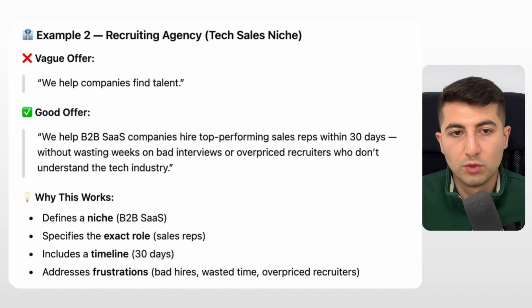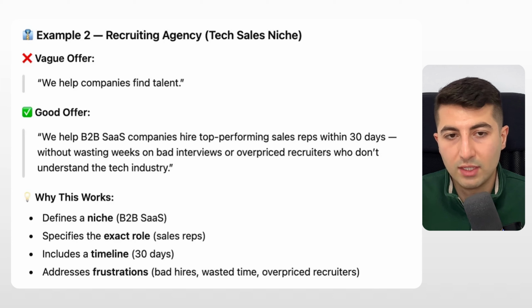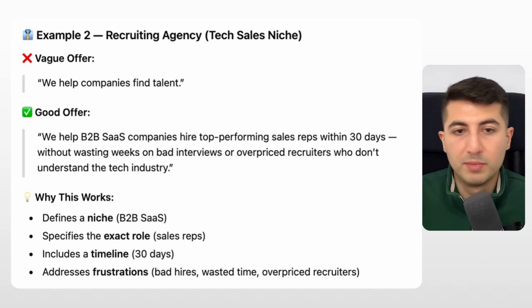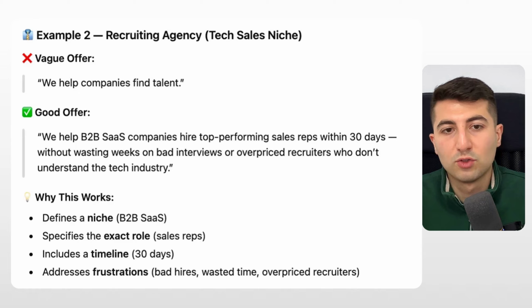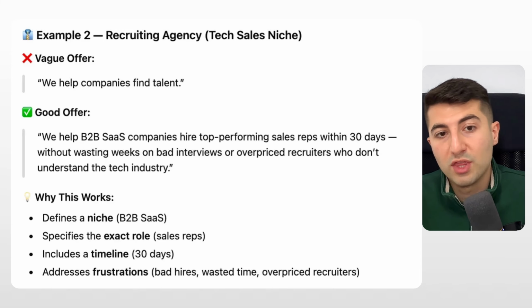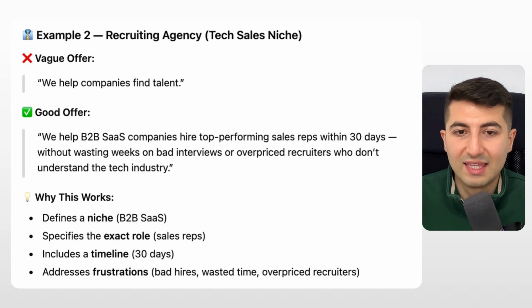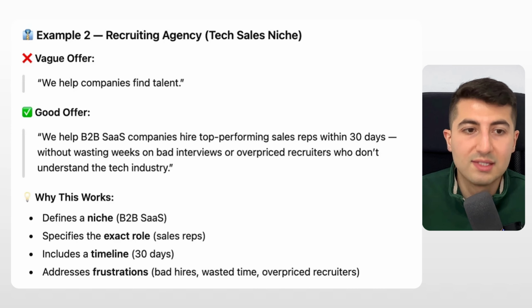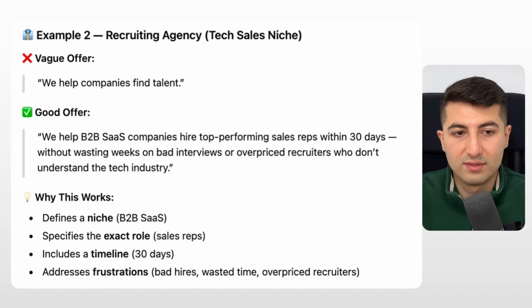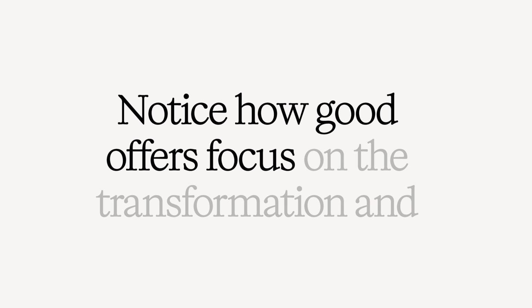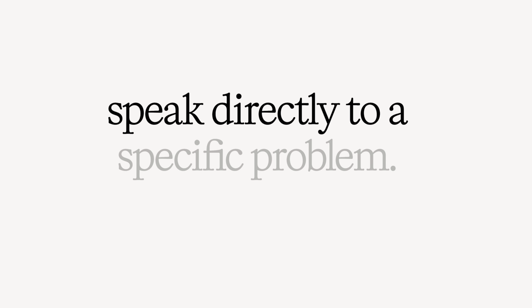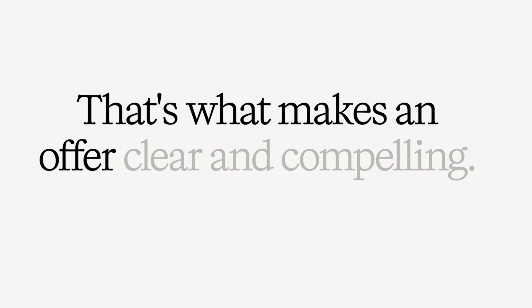The second one is going to be for a recruiting agency for a specific niche, for example, tech sales. A vague offer would be we help companies find talent. A good offer would be we help B2B SaaS companies hire top performing sales reps within 30 days without wasting weeks on bad interviews or overpriced recruiters who don't understand the tech industry. Why this works? It defines the niche, which is B2B SaaS, the exact role, sales reps, the timeline, which is 30 days, and the frustration, which is bad hires and wasted time. Notice how good offers focus on the transformation and speak directly to a specific problem. That's what makes an offer clear and compelling.